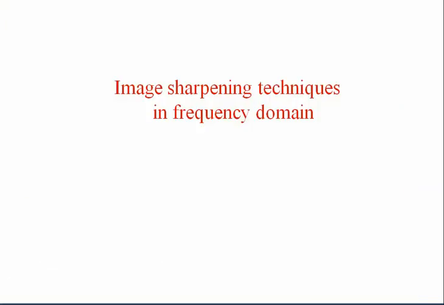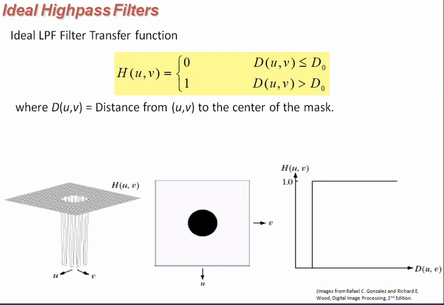Now, image sharpening techniques in the frequency domain. The first one is the ideal high pass filter, after that the Butterworth high pass filter, and next the Gaussian high pass filter. Here, just imagine this is the reverse process of image smoothing, that is, the ideal low pass filter, Butterworth low pass filter and Gaussian low pass filter. The reverse of those is nothing but the ideal high pass filter.